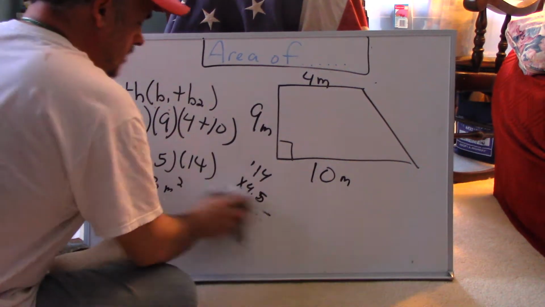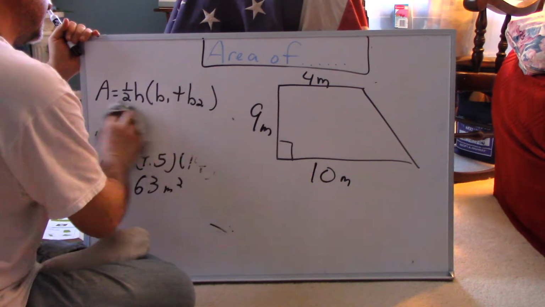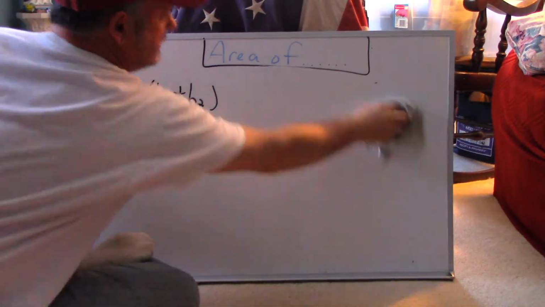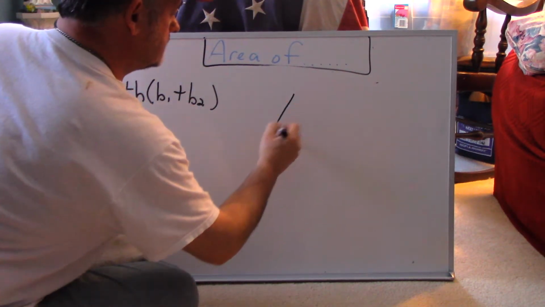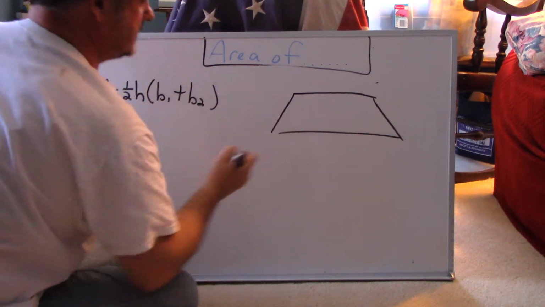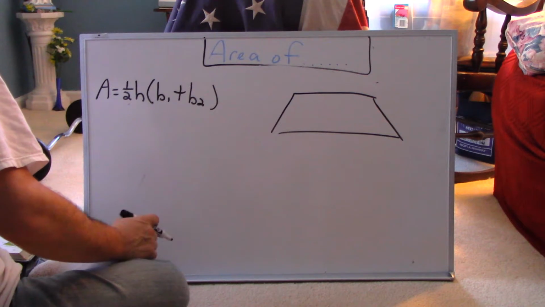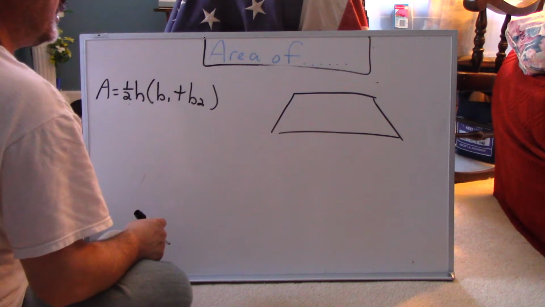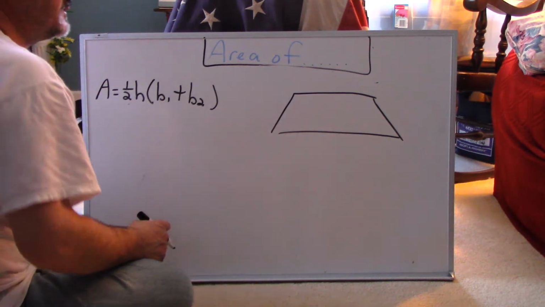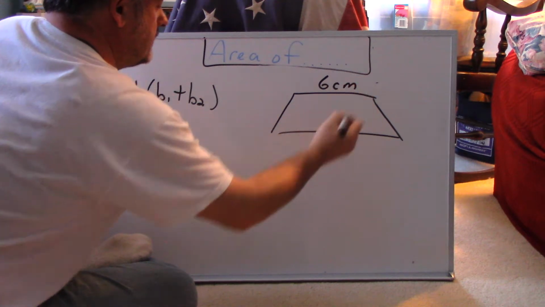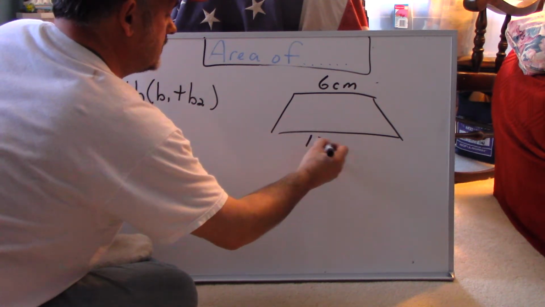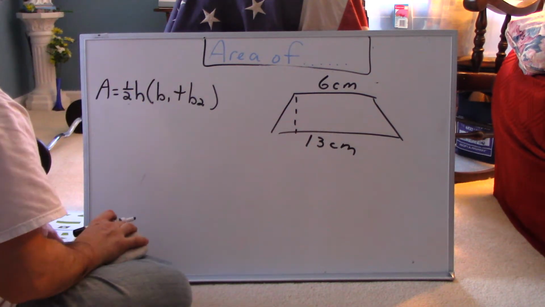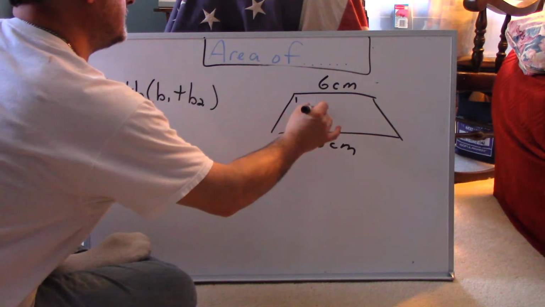I'm going to do one more, I think. And then we'll call it quits. But I want to pick one that's even for you. And I'll do the other type again, just to go back so you don't forget. Excuse my sloppiness, but it's hard to draw this thing. I'm going to make one up myself. 6 centimeters, 13 centimeters, and the height here, I'll make it even for you, 10 centimeters.